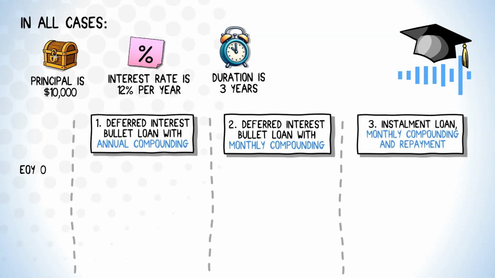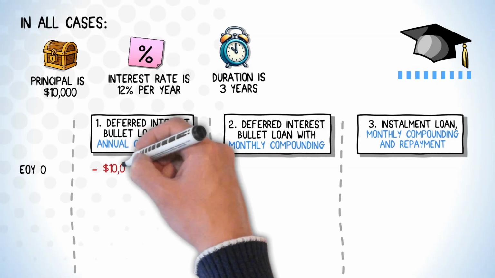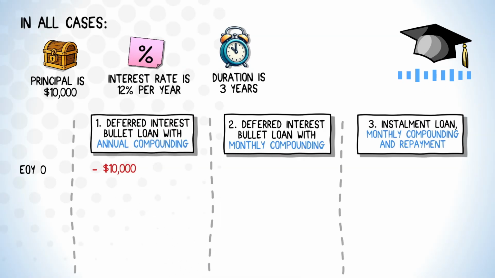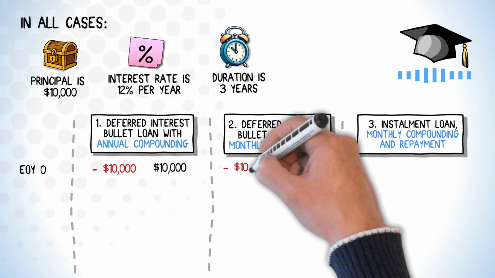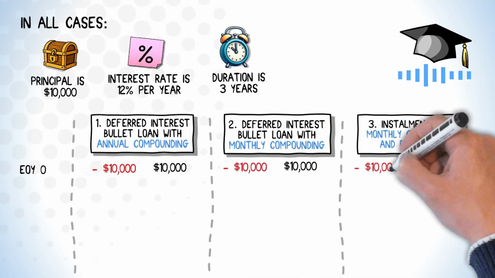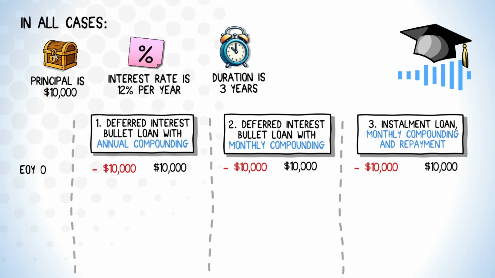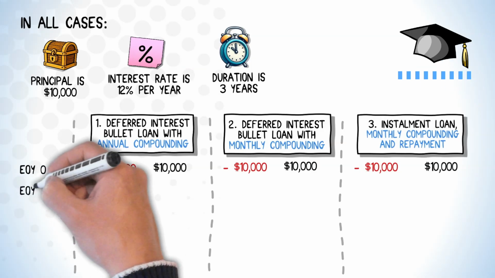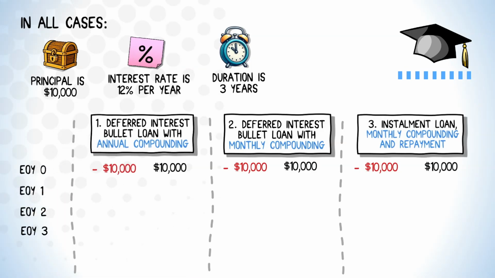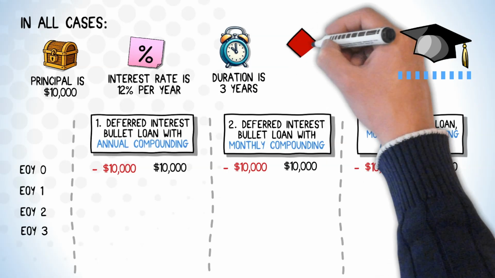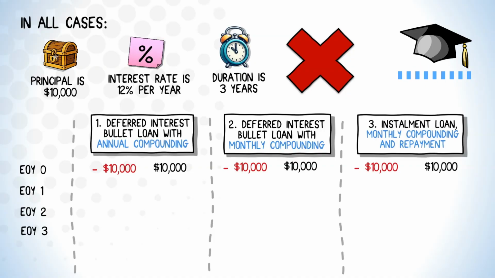That means at EOY 0 we have a negative cash flow of $10,000, which gives us a balance of $10,000 at that time. To make the example simple, we'll sum up what happens in each year, so we're showing the total cash flows at EOY 1, EOY 2 and EOY 3. Considering all of this, it would be reasonable to assume that the total amount of interest would also be the same, or at least similar, right? Wrong. Let's work this out.